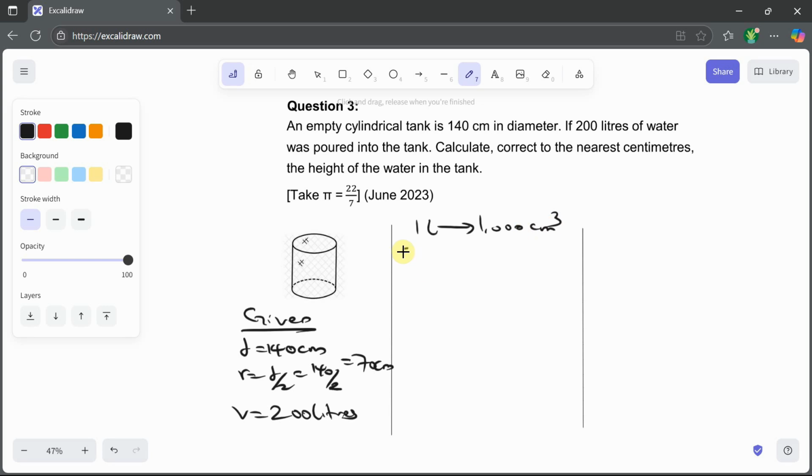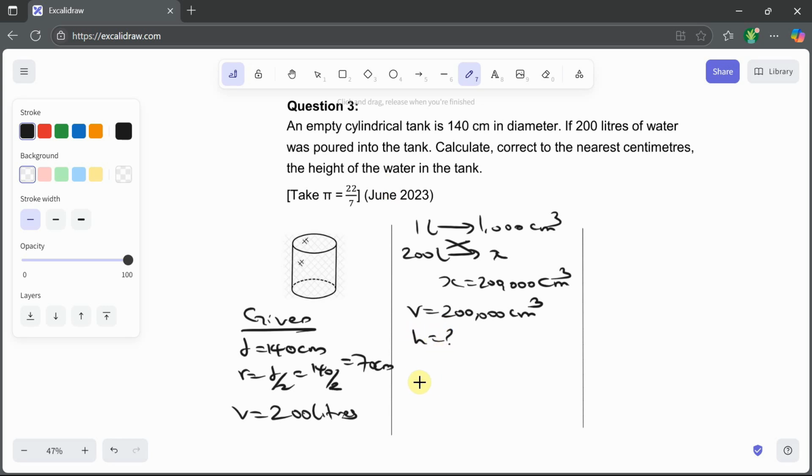So 200 liters would be x centimeter cube. If you cross multiply, your x is 200,000 centimeter cube. So our volume is also equal to 200,000 centimeter cube. It now says that we should find the height, which is h.